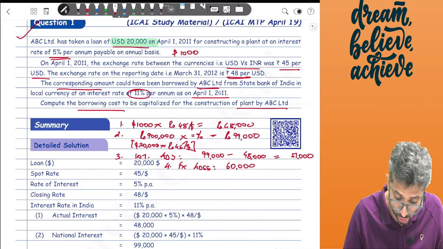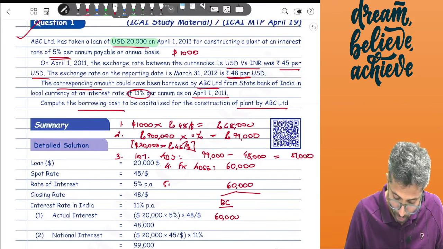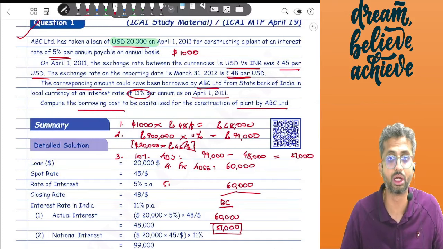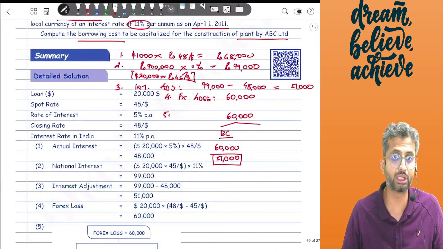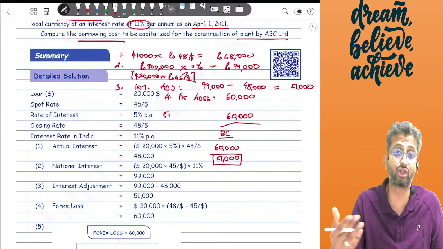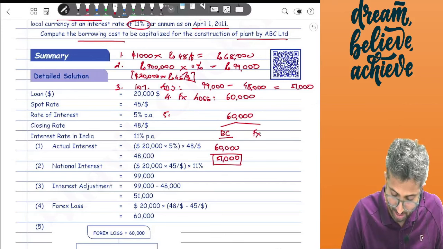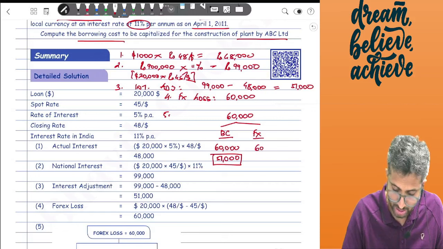So exchange differences, that is 60,000, to the extent they are considered as adjustment to borrowing cost. So exchange differences of 60,000 or interest saving of 51,000, whichever is lower, that is 51,000. I will say that 51,000 out of the 60,000 is attributable to differences in interest, but exchange rates can change due to various factors, interest rate being one of the factors. The remaining is forex loss, which is equal to 9,000.